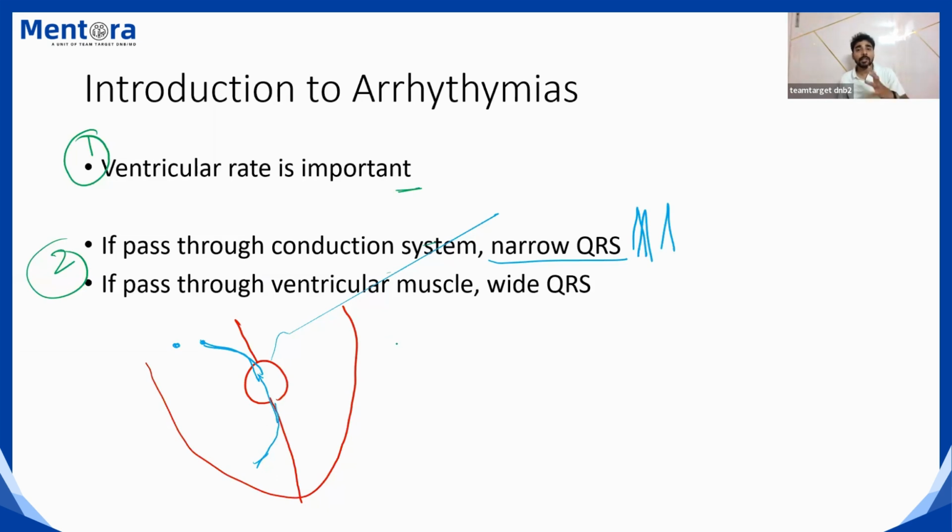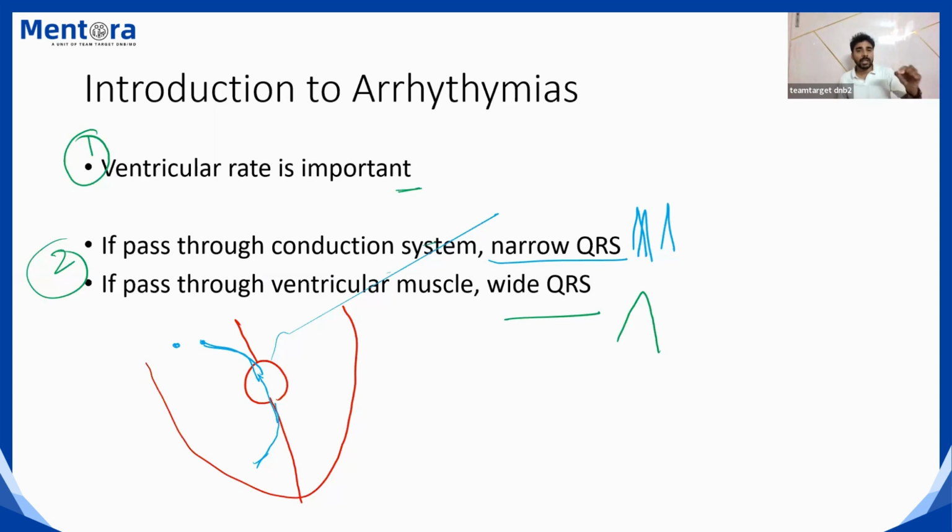If depolarizing current passes through ventricular muscle, this ventricular muscle is not a specialized myocardial tissue, it's normal myocardial tissue. So its conduction time is very slow. It slowly depolarizes, so the ventricle also slowly depolarizes. So you'll see in the ECG a wide QRS. It's a wide QRS, right? You can see in the ECG as a wide QRS. So this point is clear.